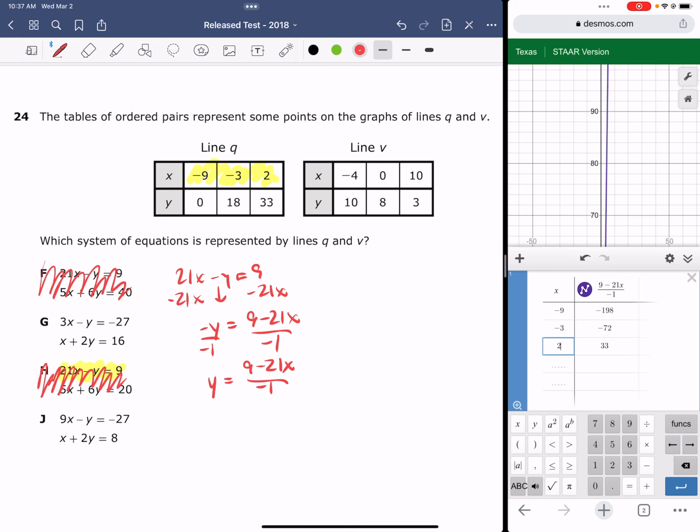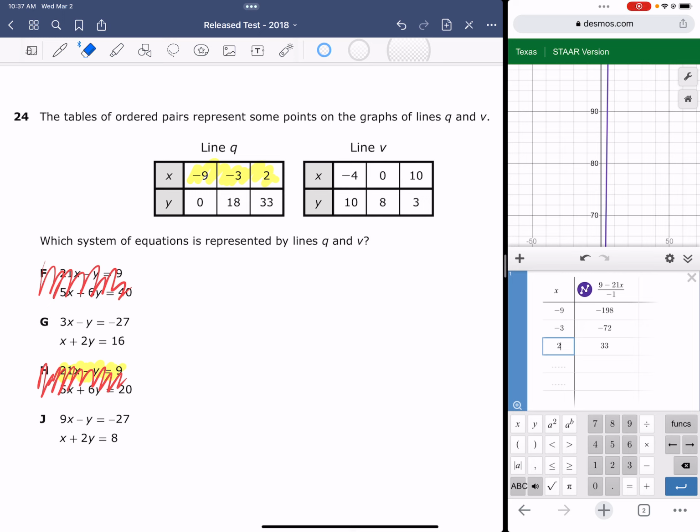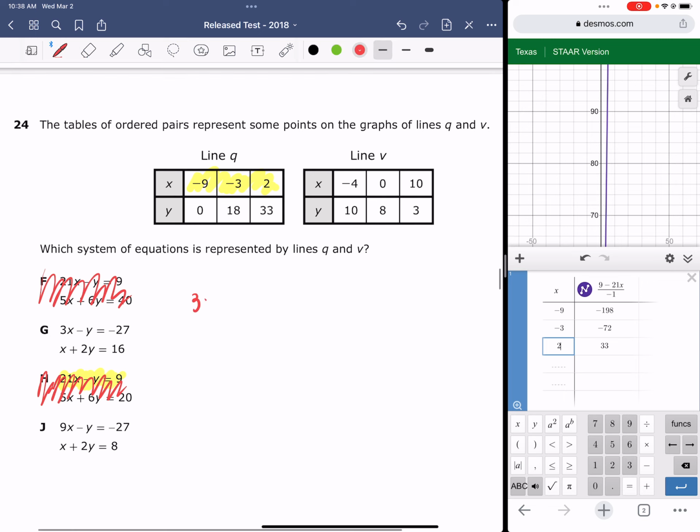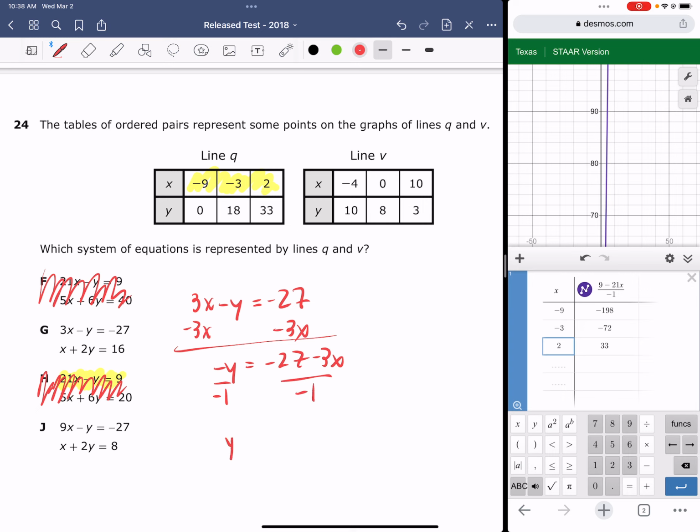I then move on to letter choice G. I'm going to erase what I've done so far and start by solving those equations for y. The first equation says 3x minus y is equal to negative 27. Again, we subtract 3x on both sides of the equation, drop down the negative y on the left-hand side, and have negative 27 minus 3x on the right-hand side. Then we divide both sides by negative 1 so that we get y equals negative 27 minus 3x, all divided by negative 1.